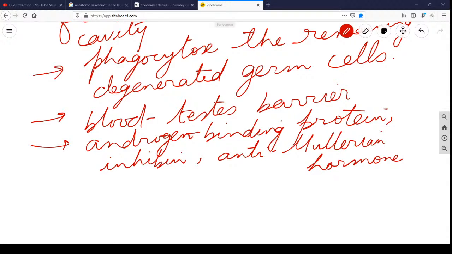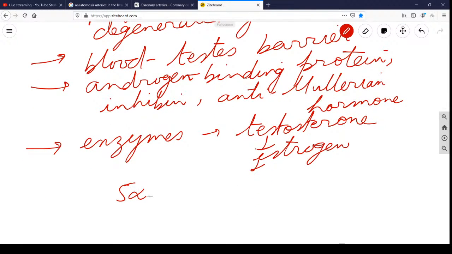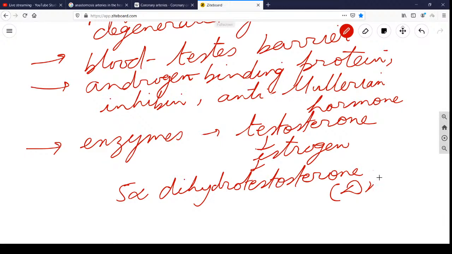Now these cells also produce enzymes that convert testosterone to estrogen, like aromatase, and also convert estrogen to 5 alpha dihydrotestosterone, known as DHT, a very important compound for competitive examinations.